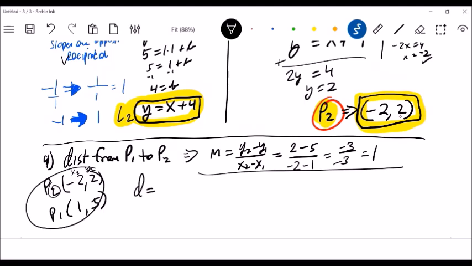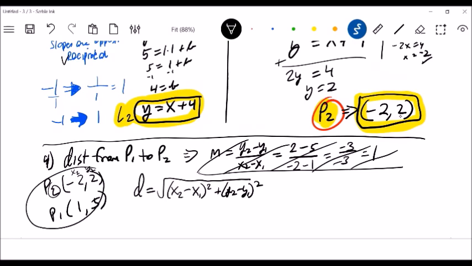Instead, do the distance as the square root of one x minus the other x squared plus one y minus the other y squared. So that's what should have been put in here. It doesn't hurt to have done the slope and verify that it really is the correct slope. Now let's go ahead and plug in the things we need here.